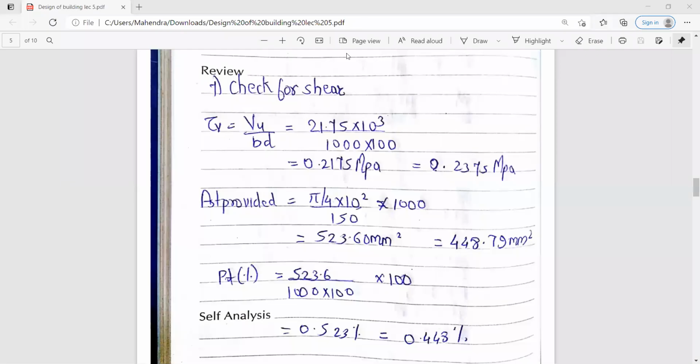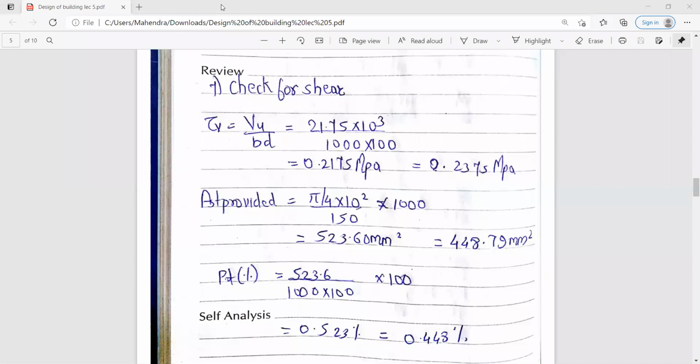I will share the screen. Okay, we were at the 7th step, that is check for shear. Now we need to check for shear. So first of all, we will calculate tau v, that is Vu by bd. So tau v we get is 0.2175 megapascal, and after that we need to calculate Ast provided.